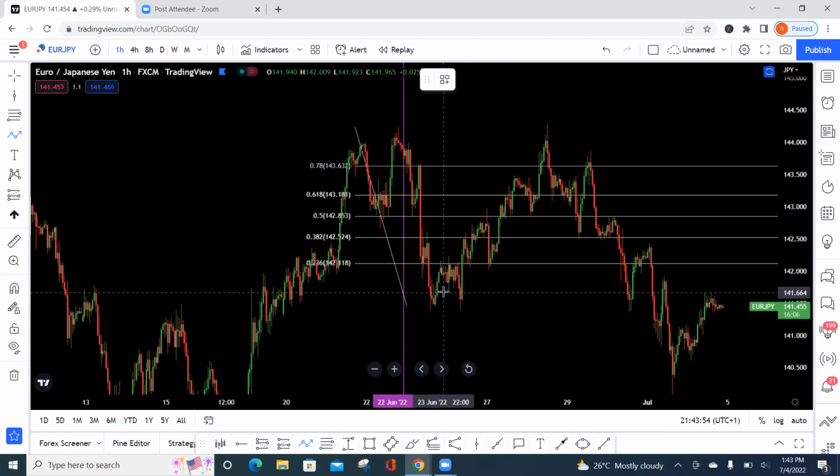I've seen selling pressure. I've come back to 1 hour. I've seen the impulse. I've fit the impulse. I'm now studying the corrective structure. You know where I will get it.